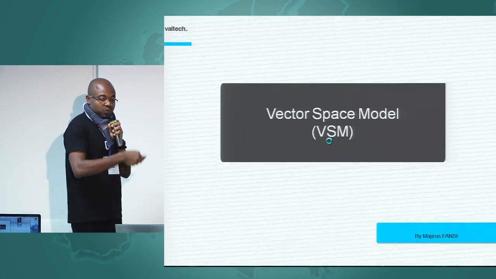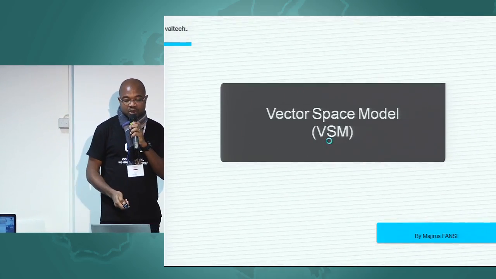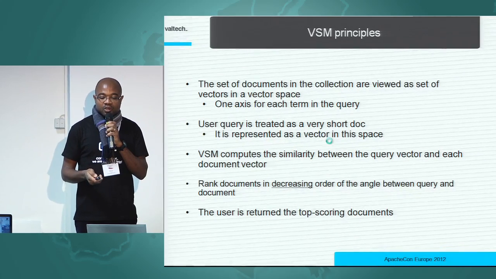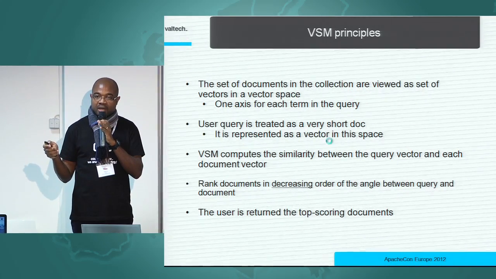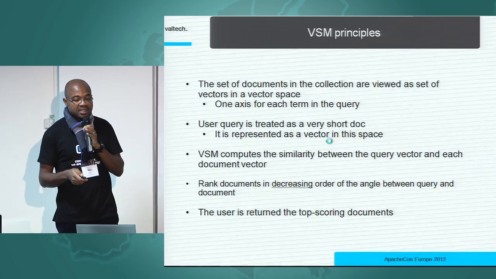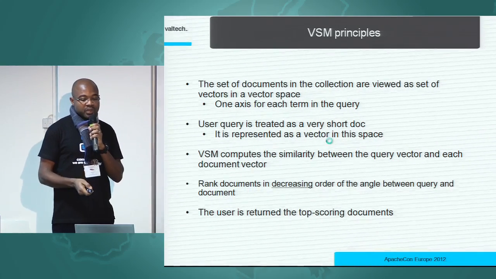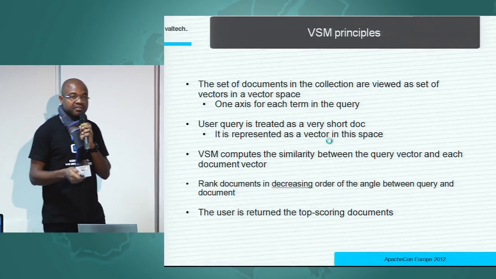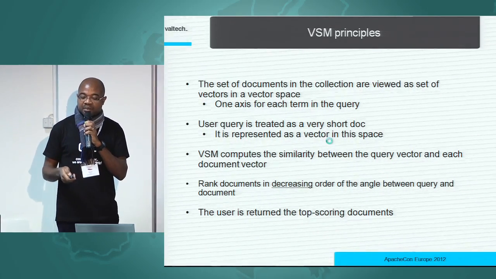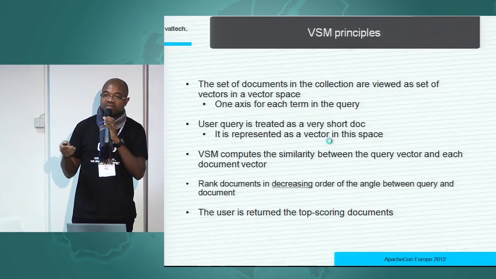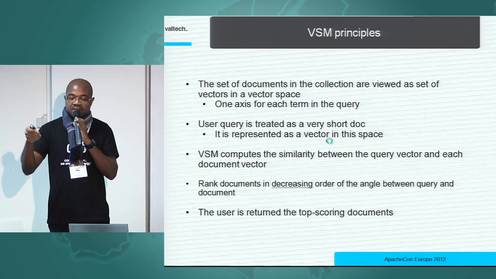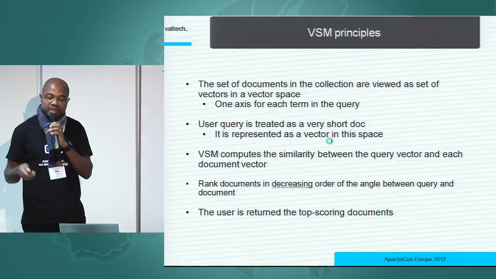So when you represent this, you have the vector space model. In the vector space model, the idea is that the set of documents in the collection are viewed as a set of vectors in the vector space. The axis is each term in the query. The user query is treated as a short document and represented also as a vector. VSM computes the similarity between the query vector and each document vector in the vector space. Then it ranks documents in decreasing order of the angle between query and document.